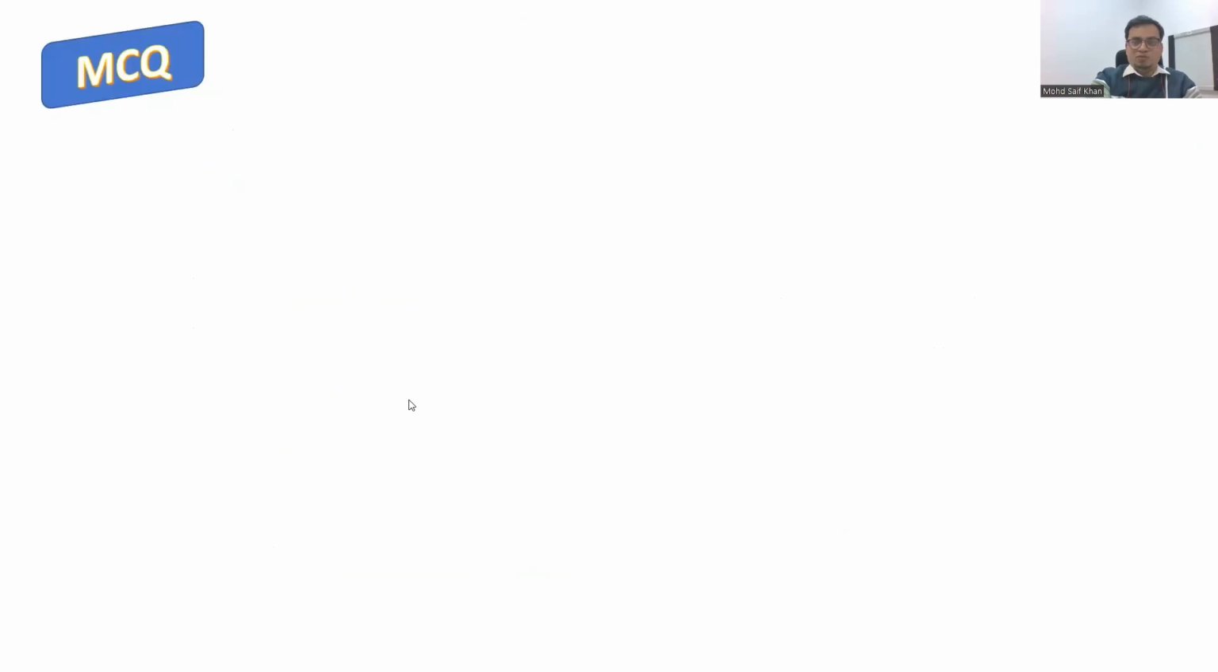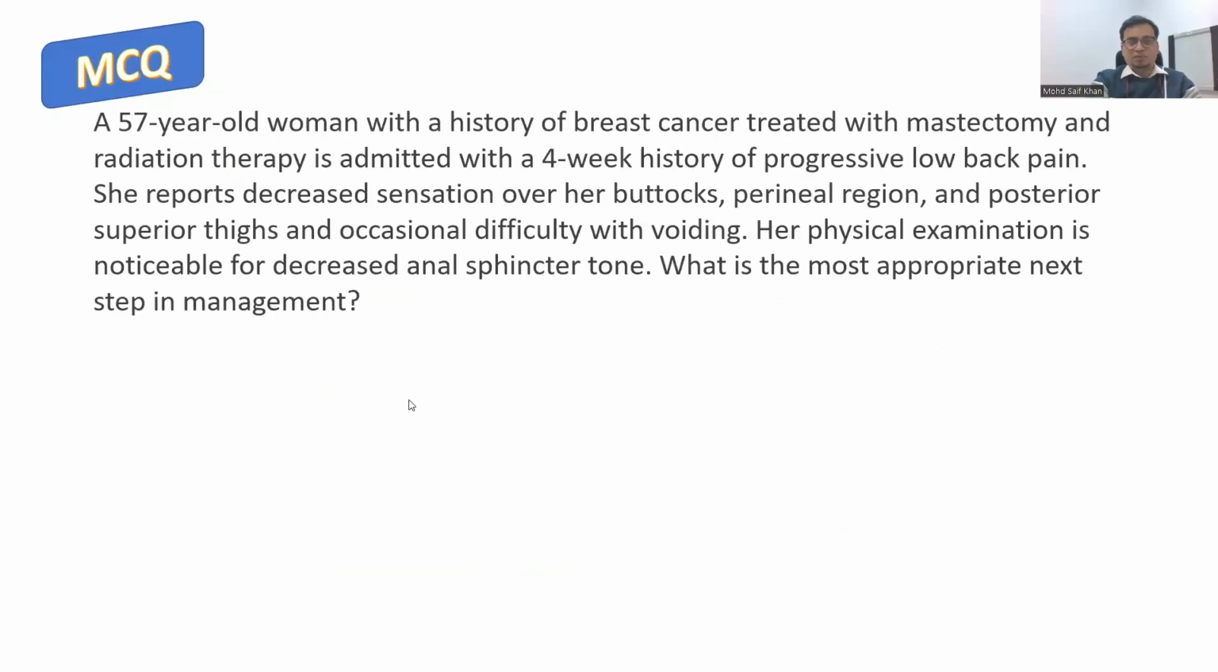So we have now another MCQ. A 57-year-old woman with a history of breast cancer treated with mastectomy and radiation therapy is admitted with a 4-week history of progressive low back pain. She reports decreased sensation over her buttocks, perineal region, and posterior superior thighs, and occasional difficulty with voiding. Her physical examination is noticeable for decreased anal sphincter tone. What is the most appropriate next step in the management?